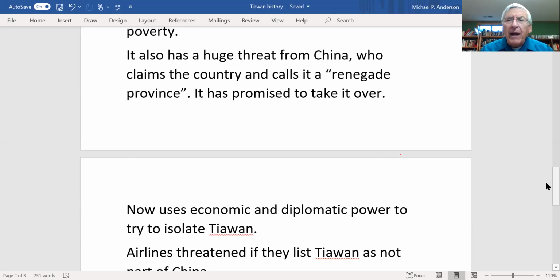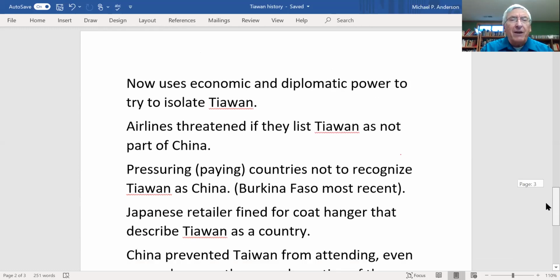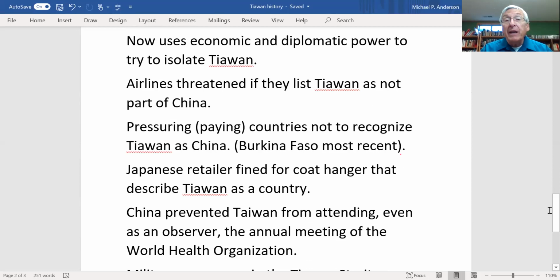However, they are using all kinds of pressure to work against Taiwan, okay? Both economic and diplomatic. They want to isolate Taiwan from the rest of the world. Here's a few examples. Airlines, if you list Taiwan as not part of China, then we're not going to let your airlines do business in China. Well, hey, China is like this huge market. So the airlines kind of cave in and they don't list Taiwan as a separate country.